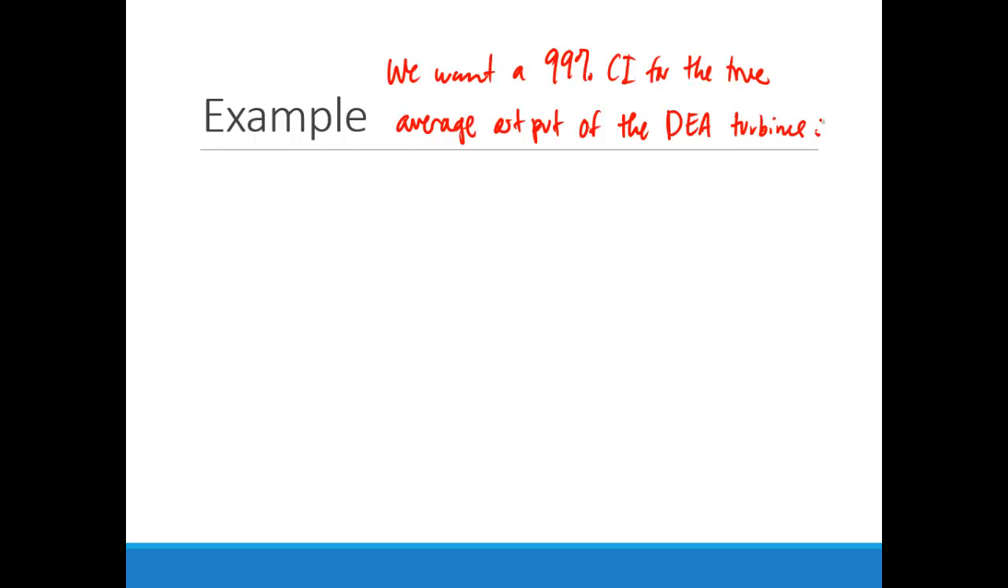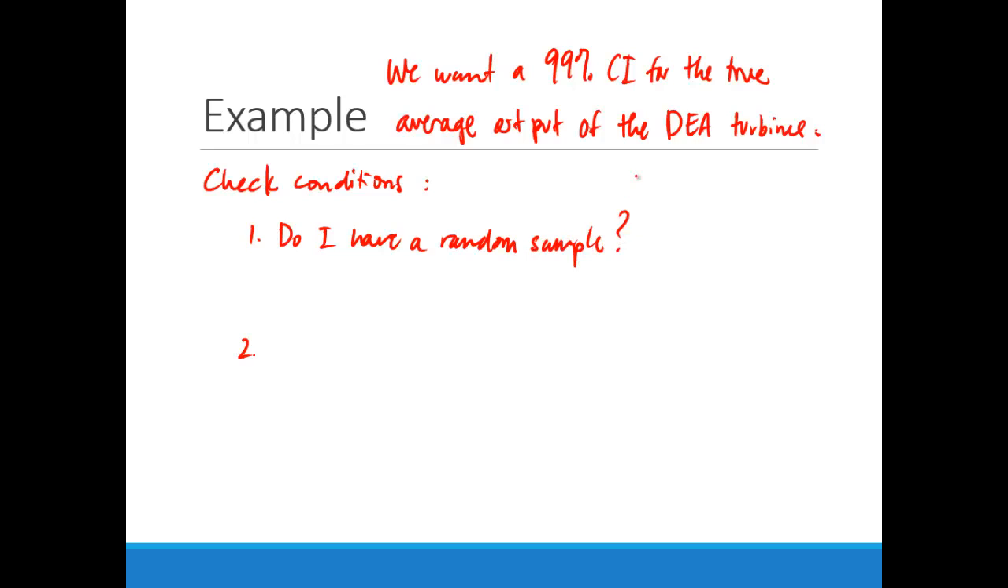We're going to use this information to estimate what the true average output of these turbines is. Our first step is always to check our conditions, to make sure that we're allowed to use the calculations. I have two conditions to check. First question for us: do we have a random sample here of these wind turbines?